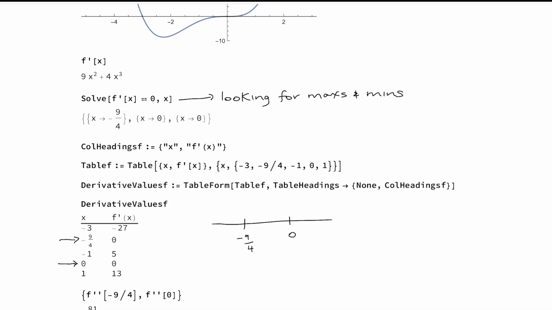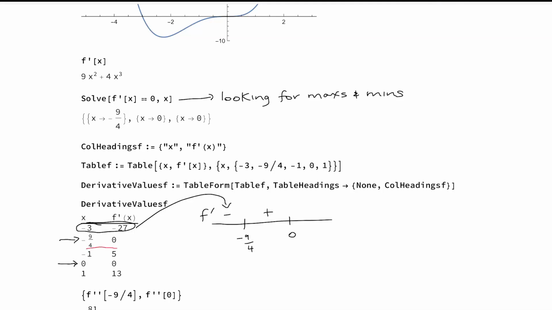We already knew that. And then we're checking the sign of f prime on either side of that. So if I were doing this on paper with my calculator, this is the way I would do it. I'm going to write down the critical numbers that I found where f prime is 0, and I'm going to check the sign of f prime to the left of negative 9/4. That would be negative. Okay, so it's this -3, -27 that gives me the negative value for f prime when x is less than negative 9/4.